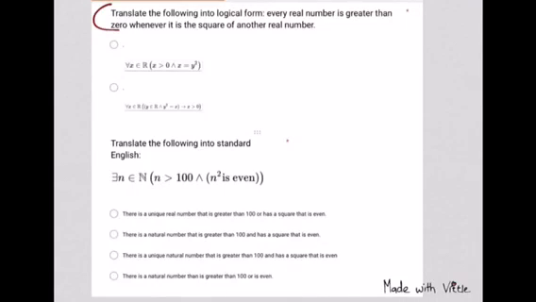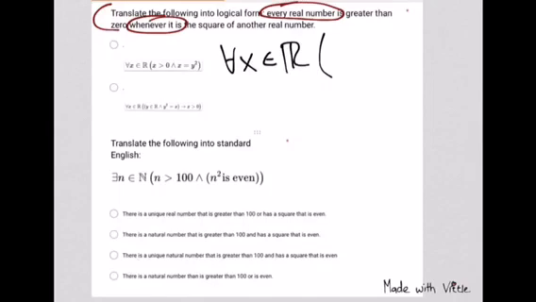Okay, for this first one, what you have to notice, it starts out for every real number. So that means we start out with the universal quantifier x, for every x or real number. And now look at these properties. It's going to be greater than 0 whenever it's the square of another number.